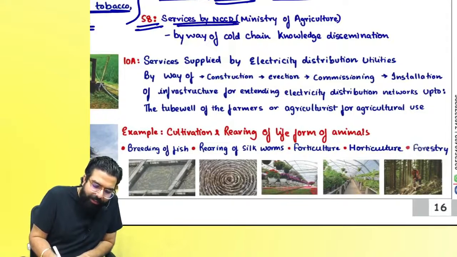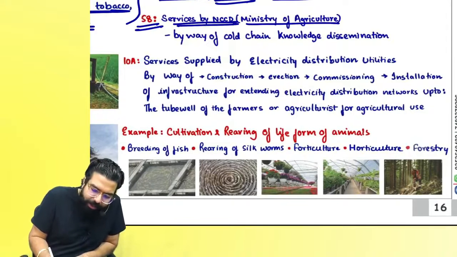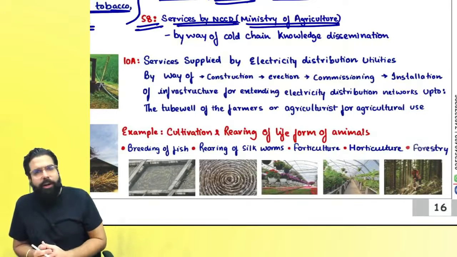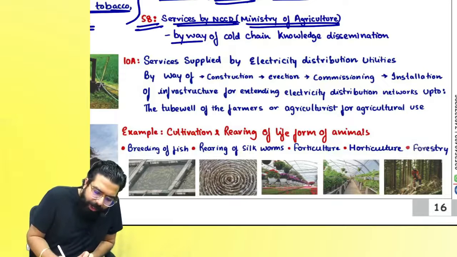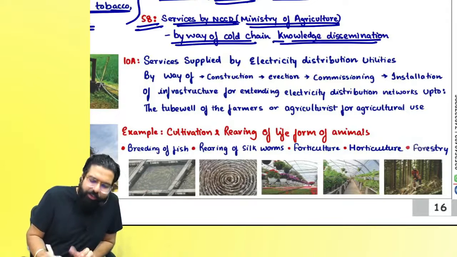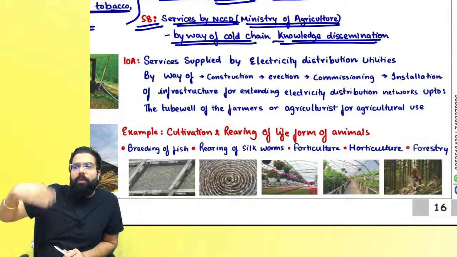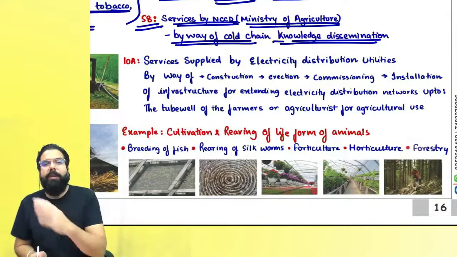Services by NCCD, which is under the Ministry of Agriculture, the National Cold Chain Development Authority, where they are doing what? Sir, they are giving knowledge about the cold chain, which is basically how to take your apples from Kashmir to Kanyakumari. If they are giving all this knowledge, they will not charge any GST.